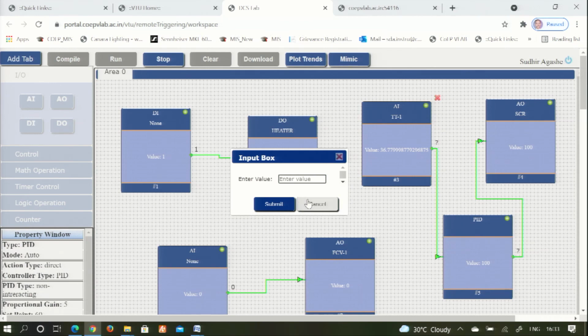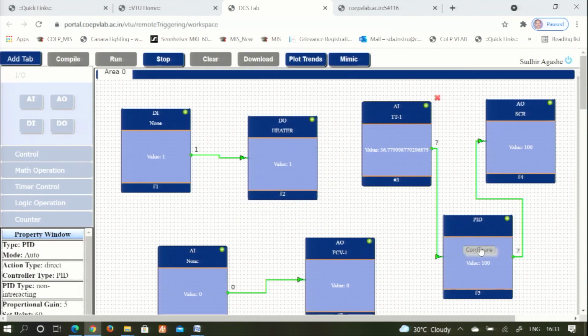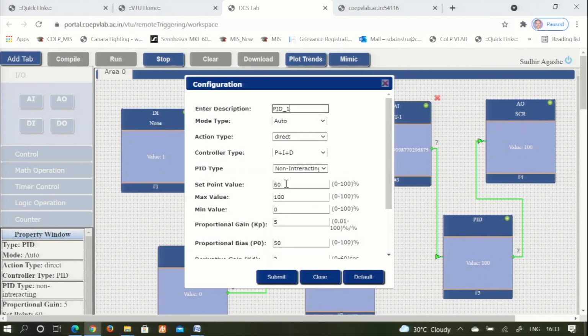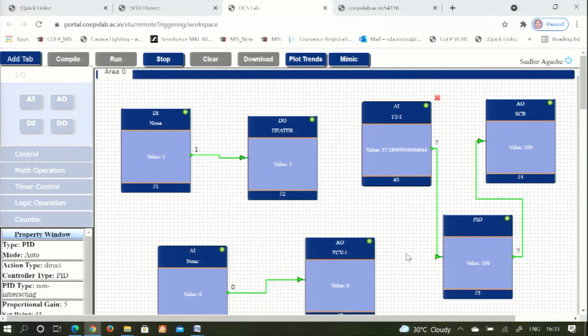What I can do here is I will play a trick. Let us call this 35, meaning 70 degrees Celsius, as a set point. Just now we have to check how it actually works. Then you will find that whenever the temperature goes above 70, the PID controller will take action.